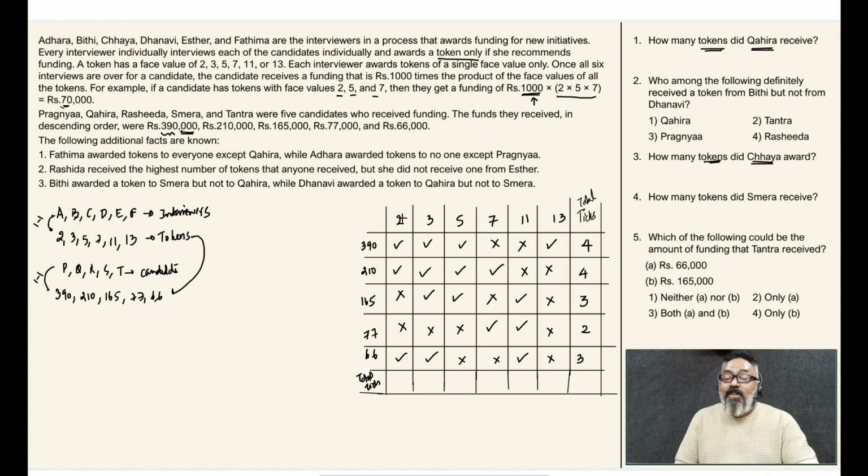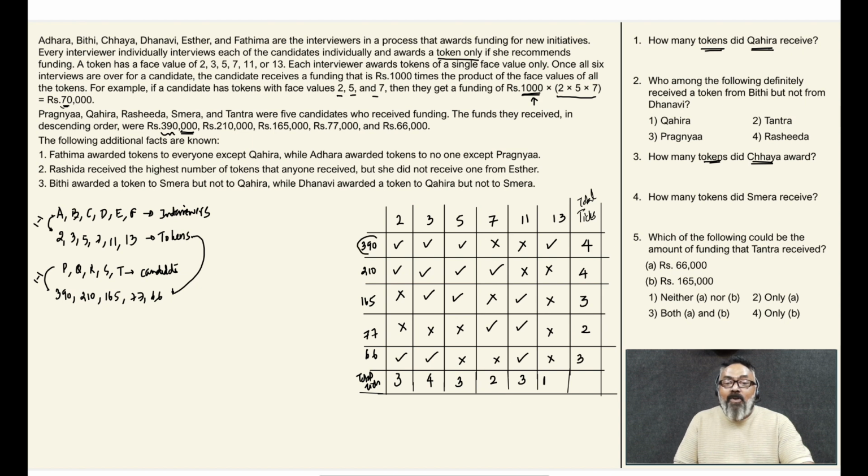Whoever has the token 2, which interviewer I don't know, has given it to 3 candidates. Whoever has token 3 has given it to 4 candidates. This is given to 3 candidates. This is given to 2 candidates. This is given to 3 candidates. This is given to 1 candidate.